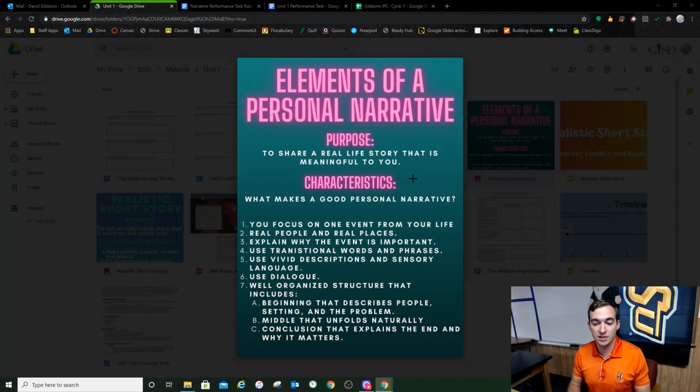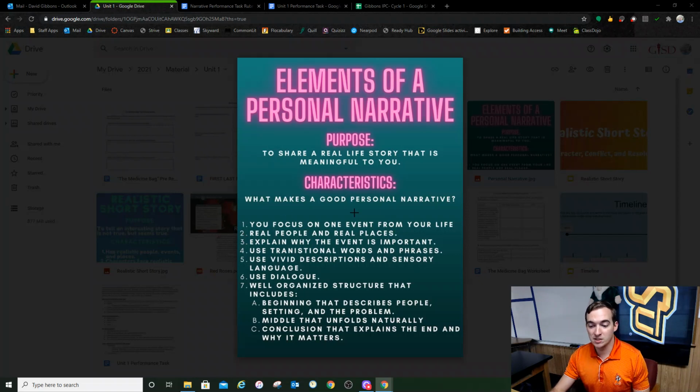So the personal narrative, it needs to be meaningful to you. And your performance task, it's going to be a personal narrative that is not only meaningful to you, but it has to be something that you have learned from and something that you have grown from. And with the personal narrative, there's going to be 7 main characteristics.